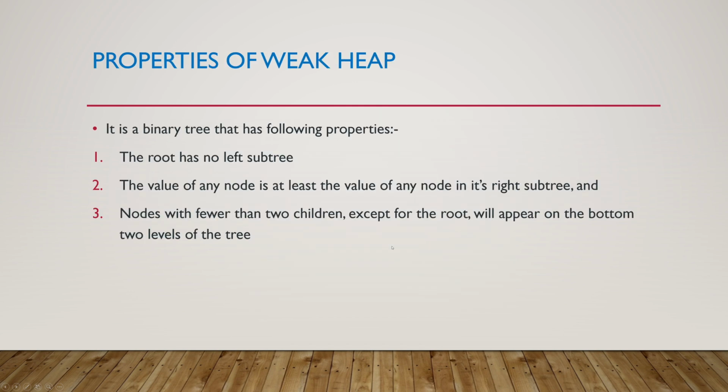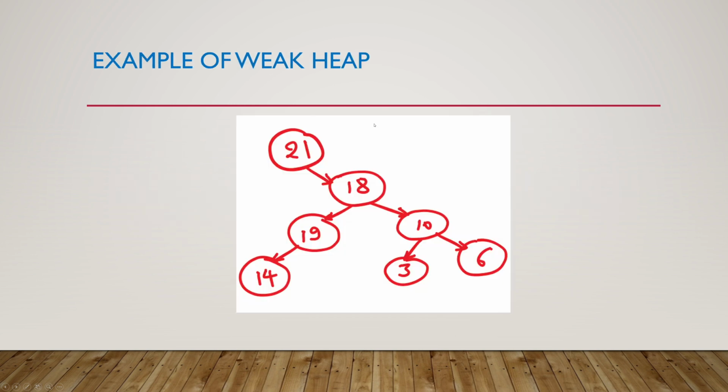And the main property: the value of any node is at least the value of a node in its right subtree, which means that the right node cannot be smaller than the upcoming right node. So 21 towards 18, that's fine. 18 towards 10, again that's fine. And 10 towards 6, it's fine. The other way around is not true.